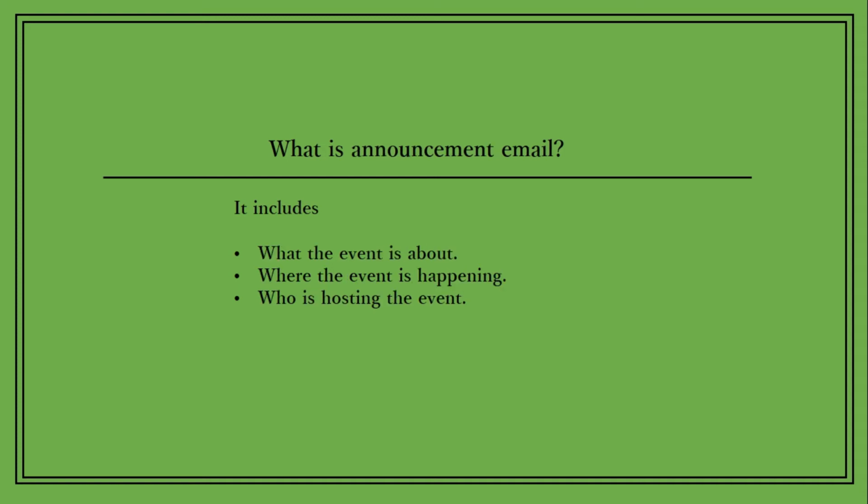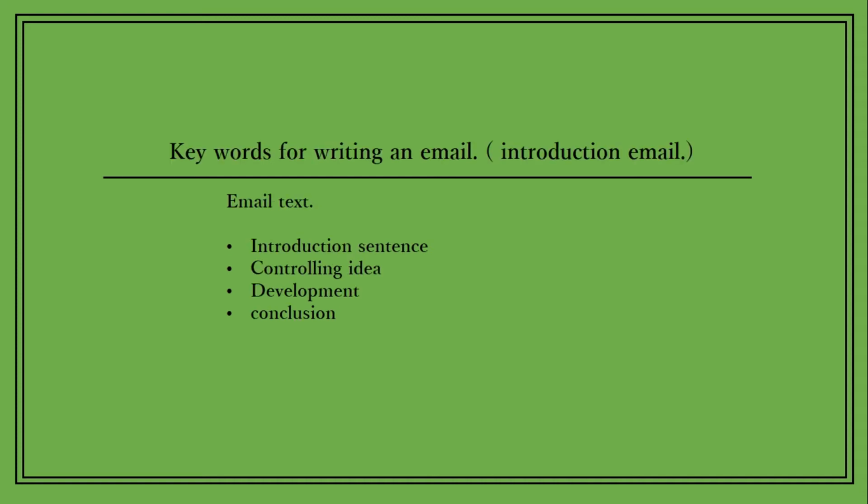What is an announcement email? This is the second type of email. Announcement emails include what the event is about, where the event is happening, and who is hosting the event. When we are writing an email, we should use keywords. Email text includes an introduction sentence, controlling idea, development, and conclusion.